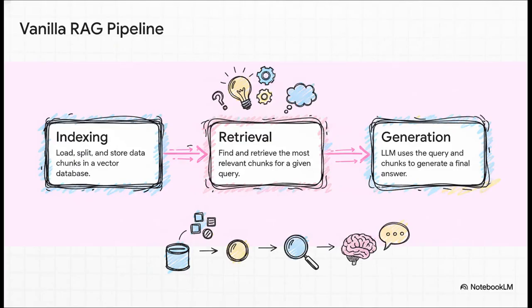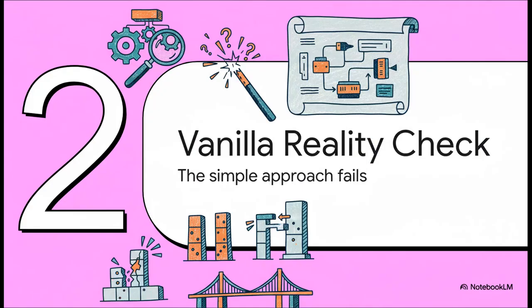The basic version, what people call vanilla RAG, seems pretty straightforward. First, you do some prep work. You take all your documents, chop them up into smaller chunks, and load them into a vector database, which is basically a super smart library for concepts, not just keywords. Then, when a user asks a question, the system retrieves the most relevant chunks from that library. And finally, it hands both the question and those chunks to the LLM to generate a smart answer. Simple, right? Well, yeah, about that.